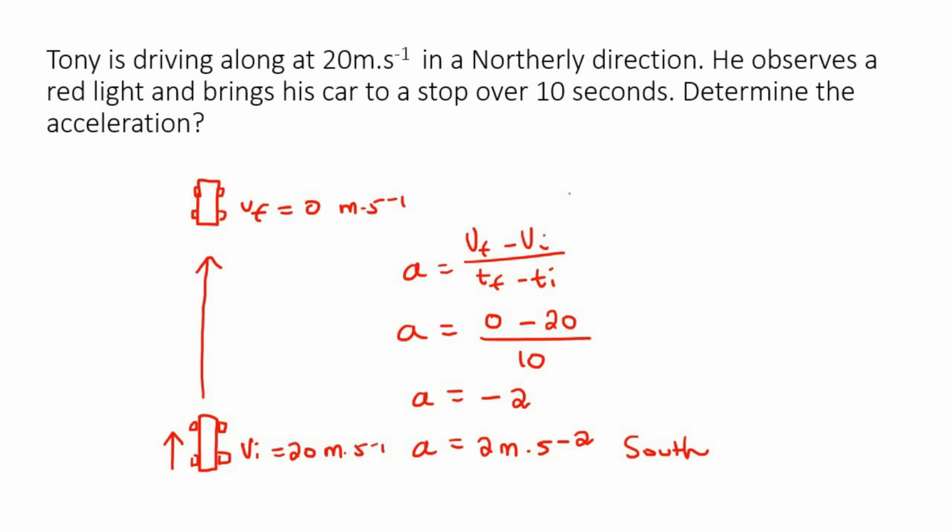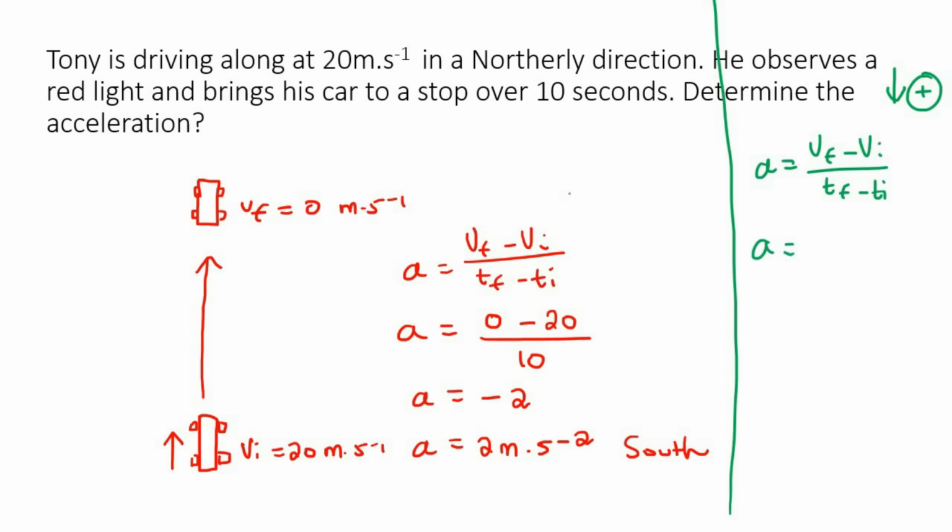So let's do this question again. But now we're going to choose south as positive, because we are allowed to do this. We can choose whatever we want as positive. Now your final velocity is still 0. Your initial velocity is 20, but it's going up at this point, and we chose south as positive. So this is actually going to be a -20 now. And then your time is going to be 10. And if you calculate this, you would end up with 20 over 10, which is 2.